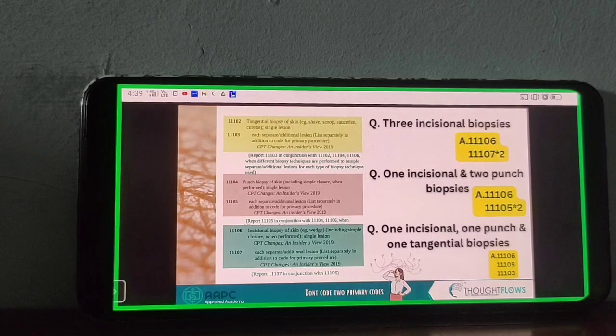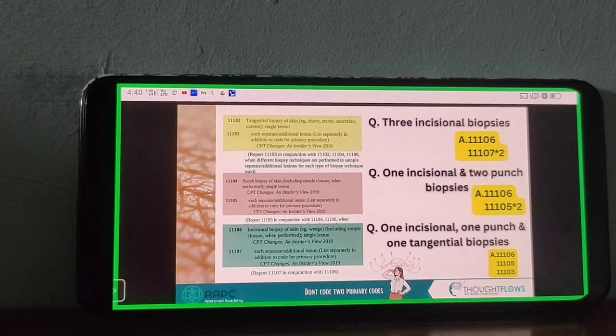For all of these concepts, we can't report more than one primary. So take a heading: only one primary code should be reported for all of these concepts. That means highest primary, lowest add-on. Choose the primary code from the highest and choose the add-on code from the lowest.